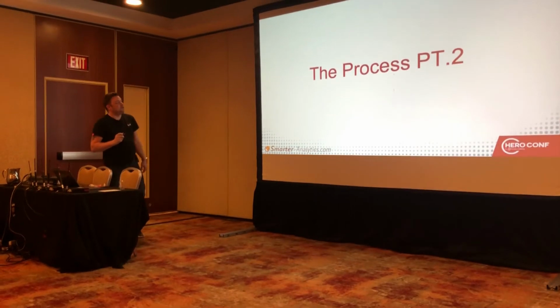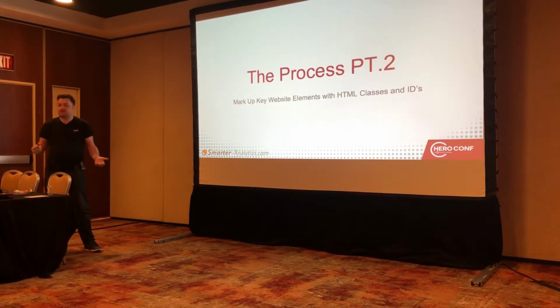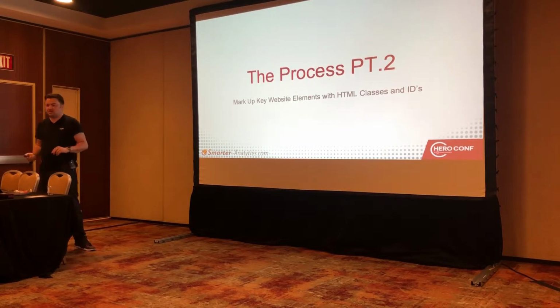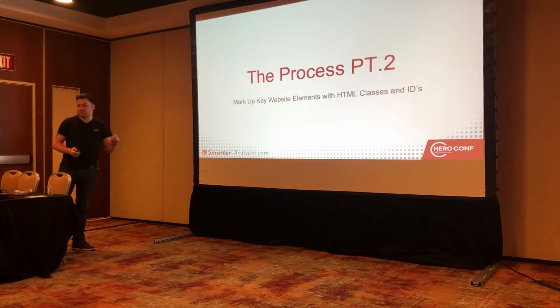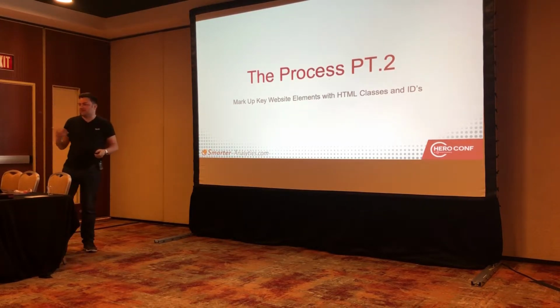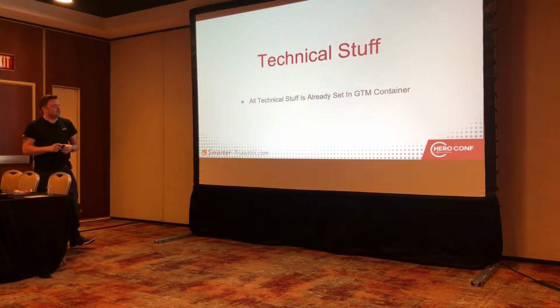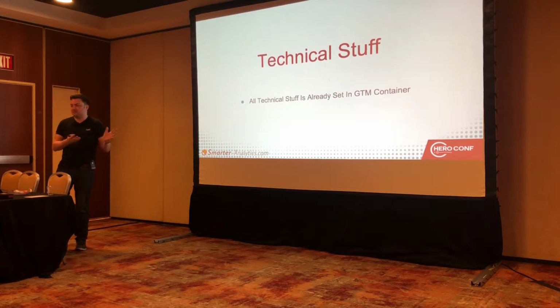Great. Okay, the process part 2 is marking up the HTML pages, the templates, with classes and IDs. Now the trick here is to use only one class for all of them. And what we're doing with the class is we're telling GTM which elements to track. And then the IDs, which is A1, A2, A3, A4, etc., is the element identifying itself to GTM, which is the bit that's really important. So all technical stuff is already set in the GTM container. You can install it and it'll start doing this for you straight away.